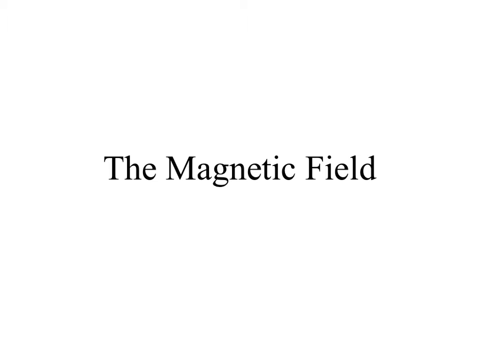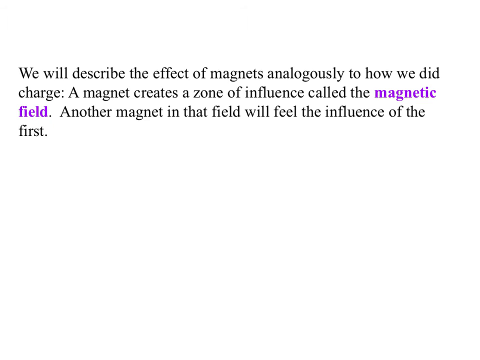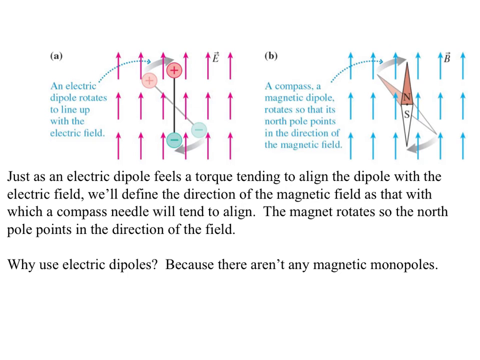So we're going to do our study, much as we do with electricity, we're going to move into something called the magnetic field. We'll describe the effect of magnets analogously to how we did charge. A magnet creates a zone of influence, a distortion in space, however you want to say it, which we call the magnetic field. And a different magnet placed in that field will feel the influence of the first. We'll talk about using magnetic dipoles, and we'll analogize it to electric dipoles.